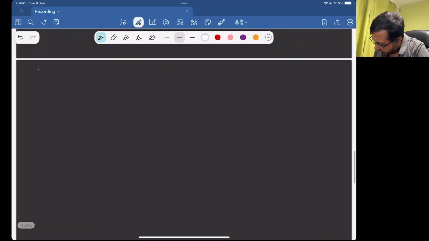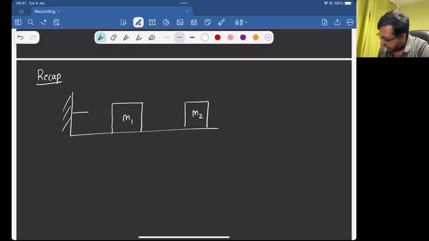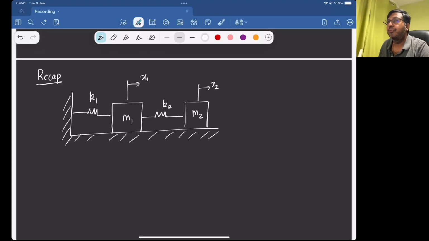So let's have a quick recap from last week. Last week, we had considered a simple two-body system, say M1 and M2, two masses, both of these lying on some kind of a frictionless surface, connected with springs K1 and K2. We define some generalized coordinates x1 and x2, right?